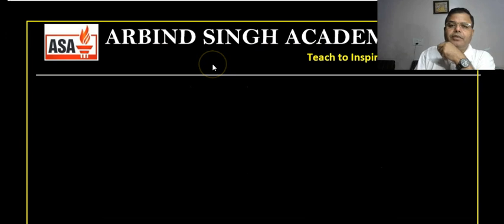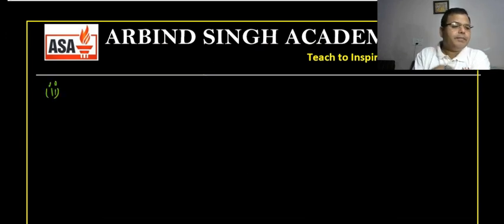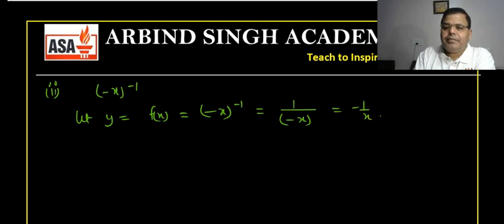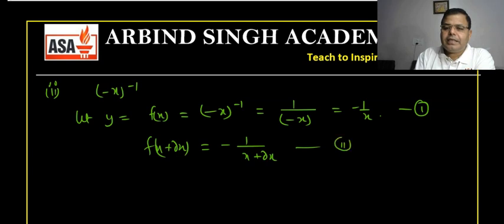The second part of the question is given, minus x to the power minus 1. So let y is equal to f(x) is equal to minus x to the power minus 1. That is 1 upon minus x, that is minus 1 upon x. Now f(x plus delta x) is equal to minus 1 upon (x plus delta x). This is the second part. I hope you got it.